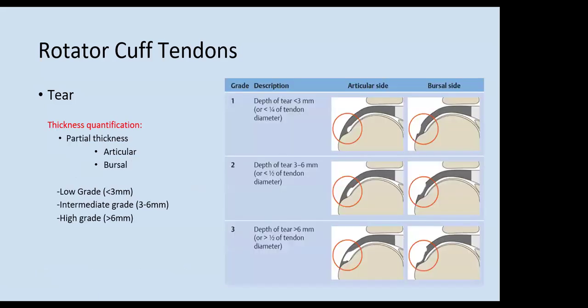And also we measure the thickness, how much there is loss of the thickness of the tendon. And we use this grading system: low grade if it is less than 3 millimeter thickness, intermediate grade if it is 3 to 6 millimeter loss of the thickness, and high grade if it is more than 6 millimeter loss of the thickness of the tendon. This is considered high grade, intermediate grade, and low grade.